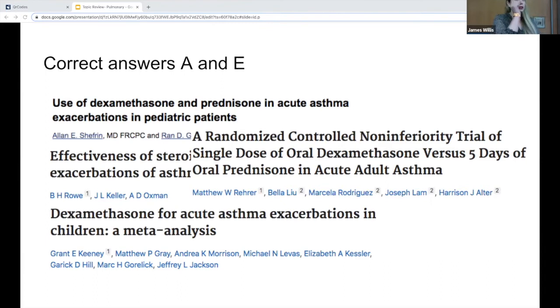There are smaller studies that actually looked at this in adults as well, with 12 milligrams of dex versus 5 days of 60 per day of prednisone in adults. And similar results were found. There's no difference between admission rates and relapse rates.